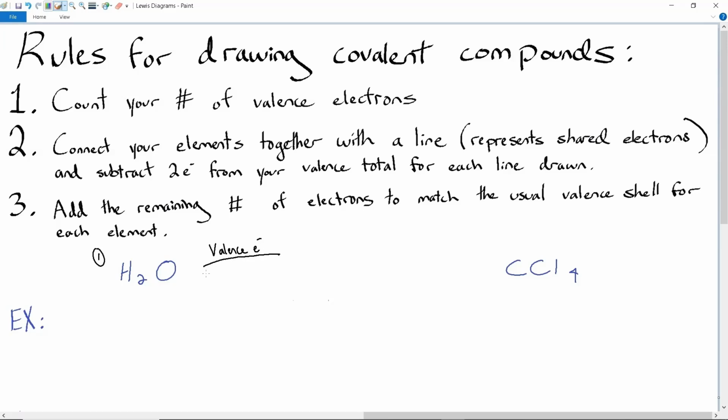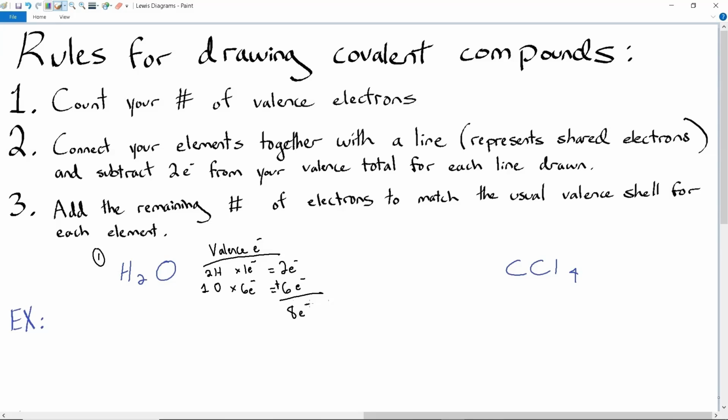Hydrogen always has 1 valence electron, and I have 2 atoms of hydrogen. They each have 1. That's a total of 2 valence electrons. 1 oxygen atom will give me 6 valence electrons. So if I add these two numbers together, I've got a total of 8. So that's rule number 1 covered.